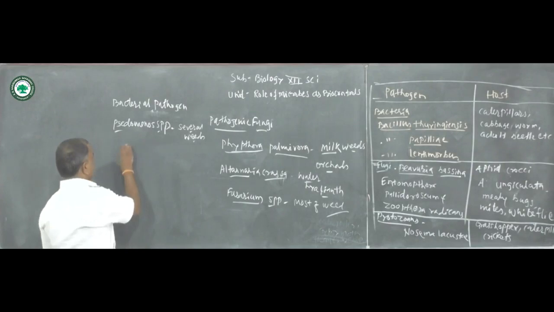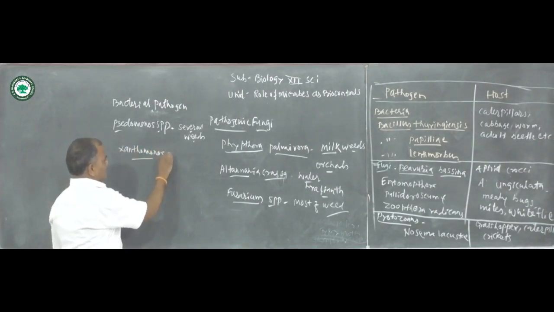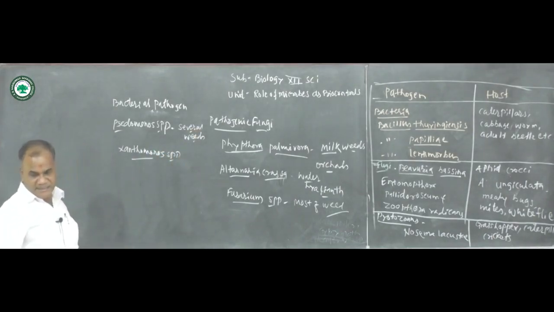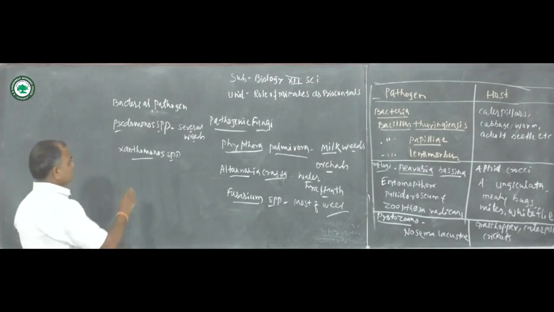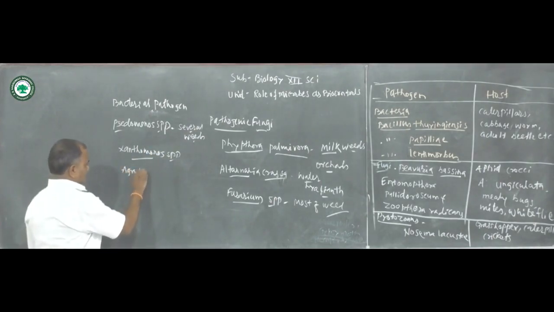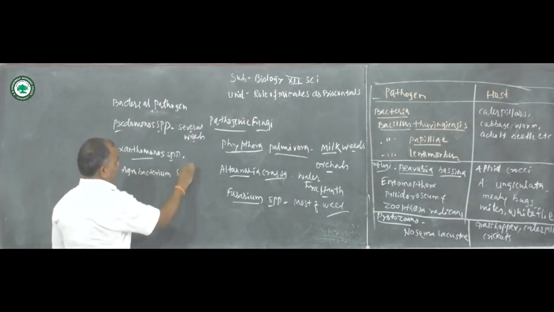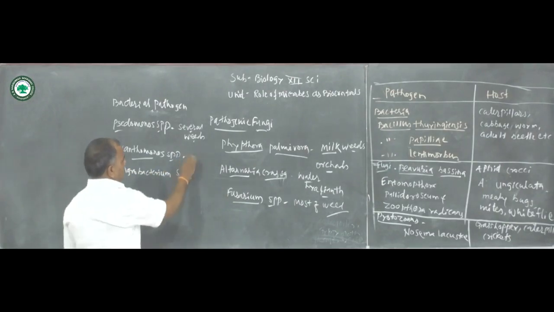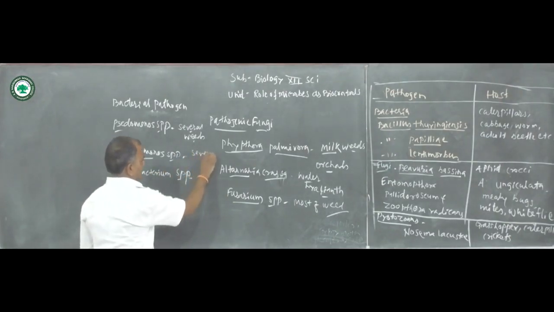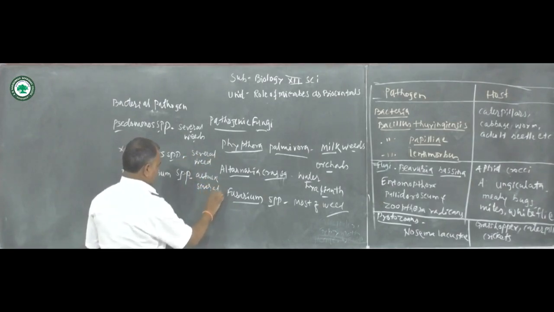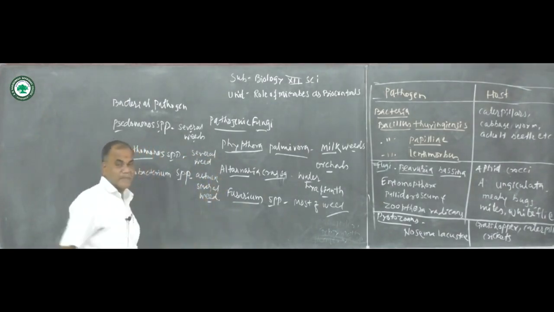Then Xanthomonas species again have the ability to attack several weeds. The next is Agrobacterium. Agrobacterium species also have the ability to attack several weeds.